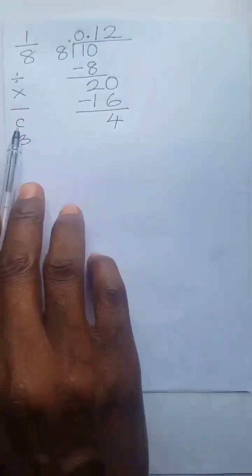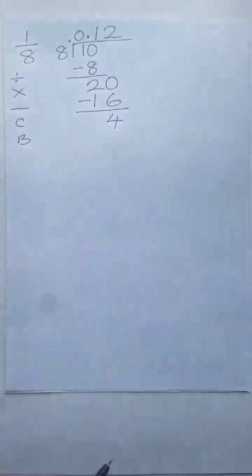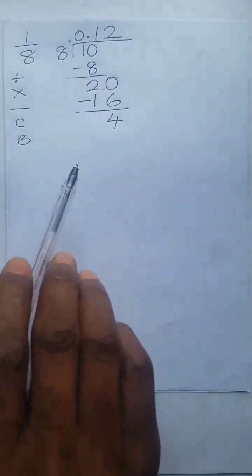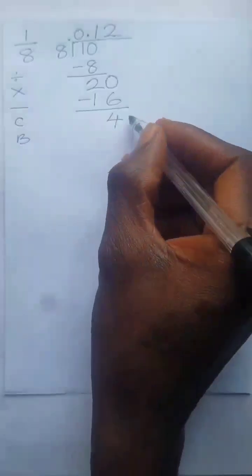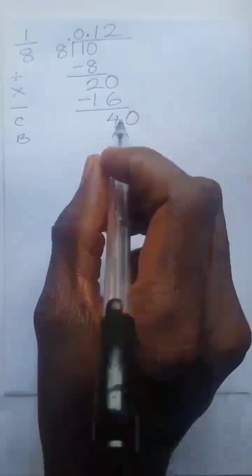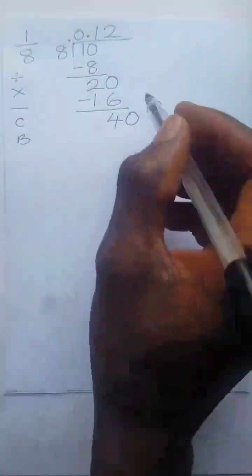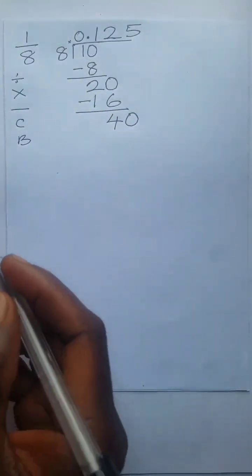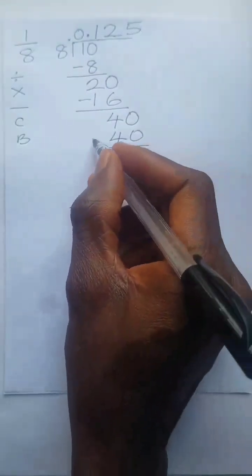The next thing is compare. You compare, is 4 smaller than 8? Yes, it is. It has to be smaller than 8. So it is smaller and we are in order. Next thing is to bring down a 0. And then we start the process again. It starts simple. 40 divided by 8 is what? 5. 5 times 8 is what? 40. Wow. It looks like we've gotten to the end.